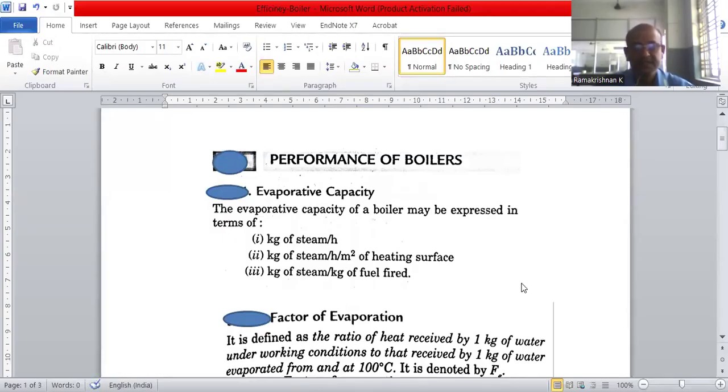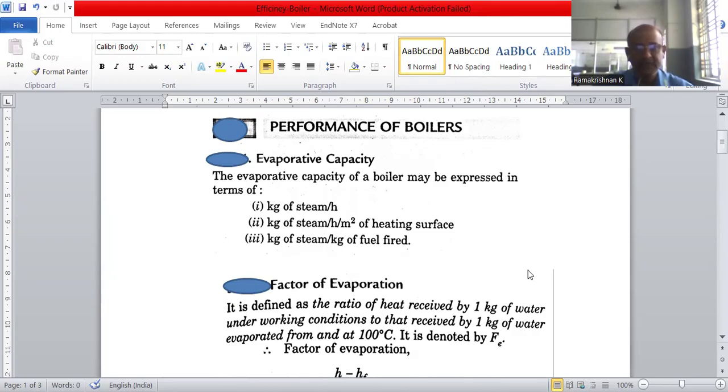Students, in this session, let us discuss the performance of boilers. Generally, boiler performance is expressed in terms of the efficiency of the boiler. So before the efficiency of the boiler is dealt with, some of the terms need to be known. Firstly, the evaporative capacity of a boiler.